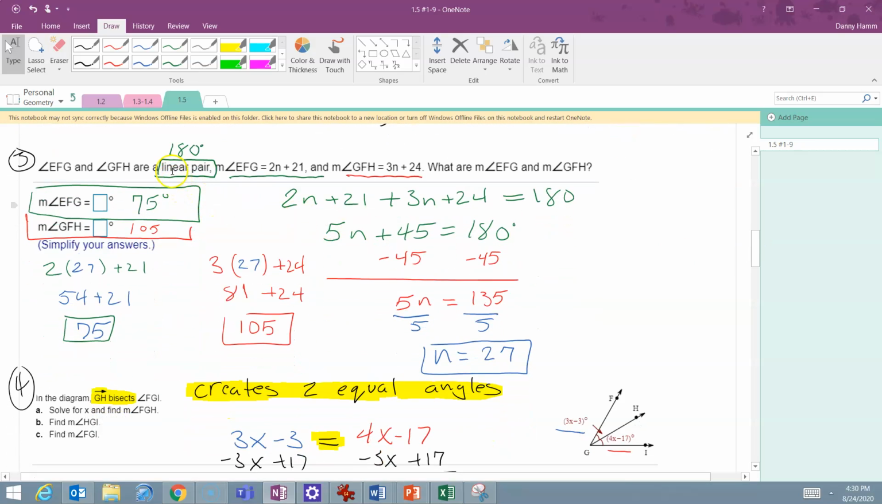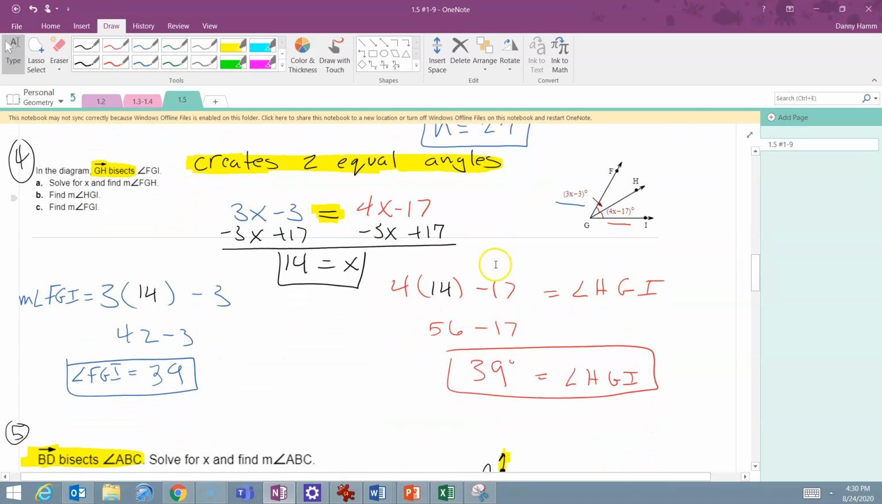And 3, we see this again, a linear pair, letting us know that these angles must add to be 180 degrees. So you can see it in our equation here. We add these together, it equals 180. We solve to find our value of n, and then we plug that n into the given angles. So I plug these back in. That lets me know that the measure of angle EFG is 75, and this one lets me know that the measure of GFH is 105.